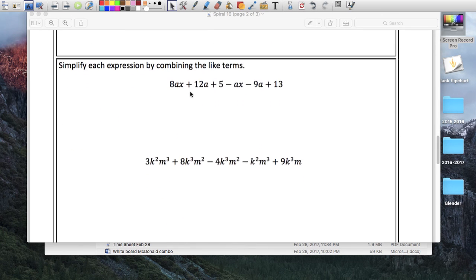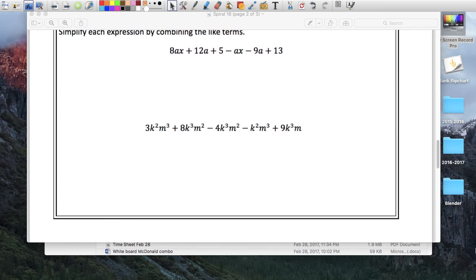Simplify each expression by combining the like terms. So this one doesn't say anything about product, it just says combining like terms. Okay, so you can shade, you can put circles, you can do triangles, whatever it is that you want. So I'll put a circle on the 8x, and anything that's ax. There you go. Now, remember, this is minus ax.